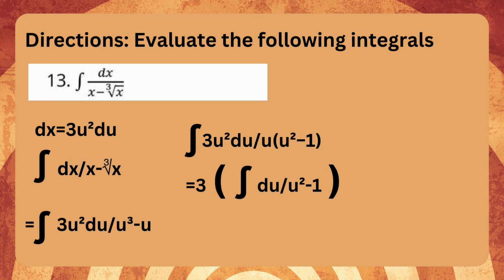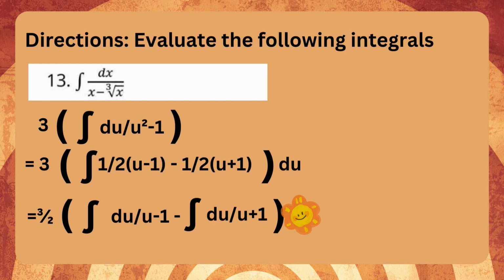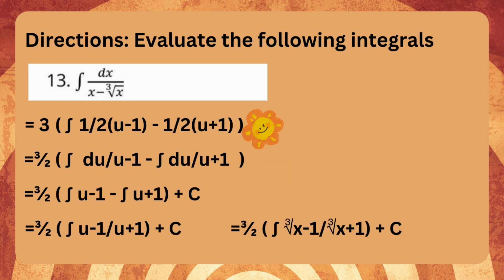So, let's continue. 3 times the integral of du over u squared minus 1 is equal to 3 times the integral of 1 over 2 times the quantity of u minus 1 over 2 times the quantity of u plus 1 du, which is equal to 3/2 times the integral of du over u minus 1 minus the integral of du over u plus 1.